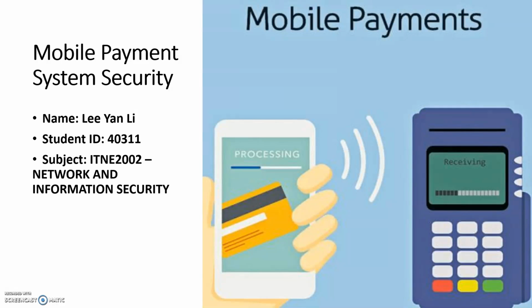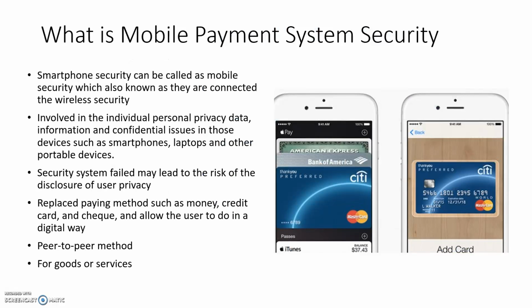The topic I'm going to talk about today is mobile payment system security. First of all, smartphone security can be called mobile security, which is also known as wireless security, since these devices are connected wirelessly. This may lead to risks when you are attached to an unsecure network.